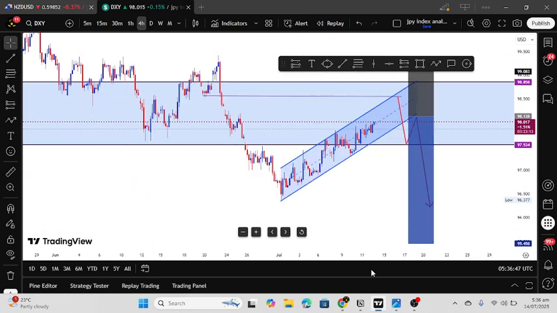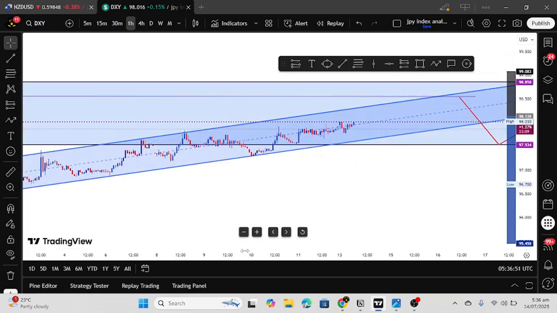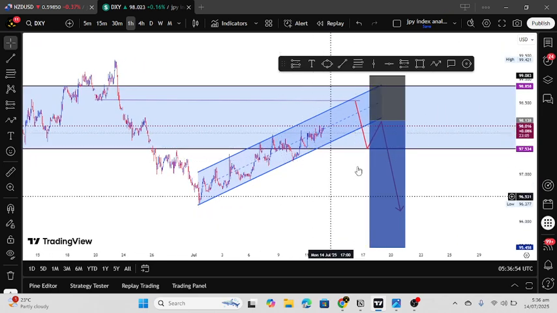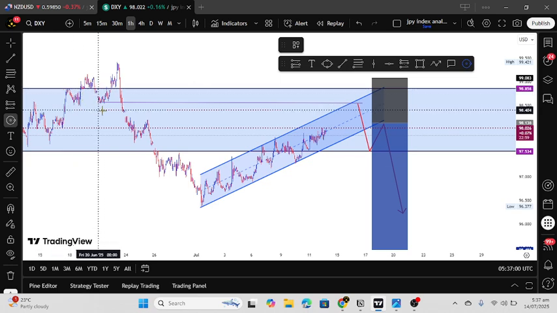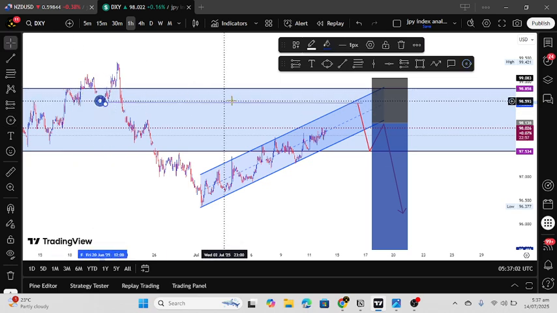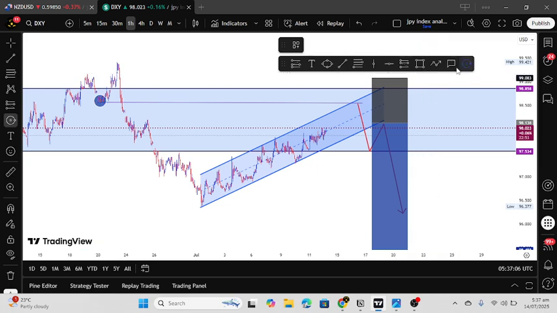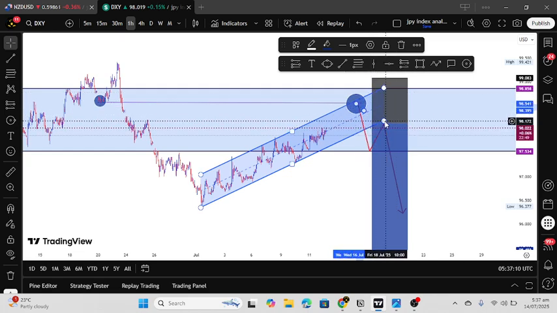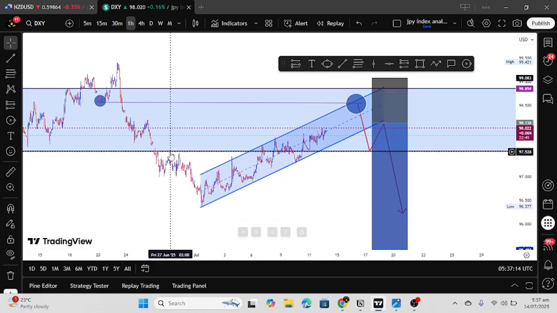So this is what I have. This is the 4 hour. I can go down to the 1 hour. It's still the same thing I'm saying. I just want a break of this particular zone. I know I should see a rejection around here. If I see a rejection and it breaks and I see a retest, I'm selling. So this is what I'm waiting to see.